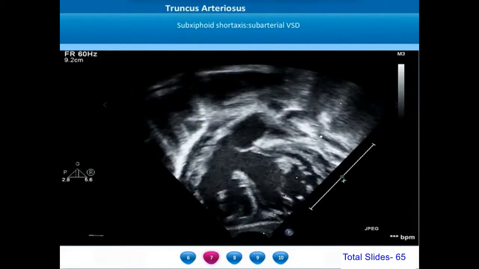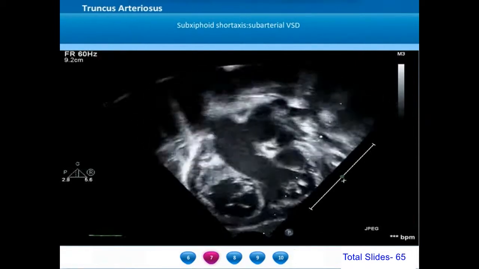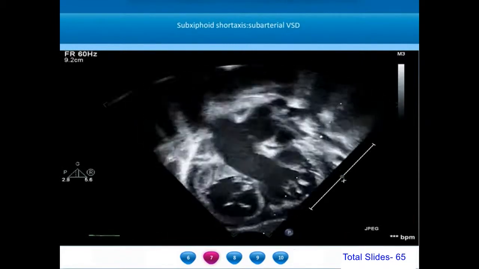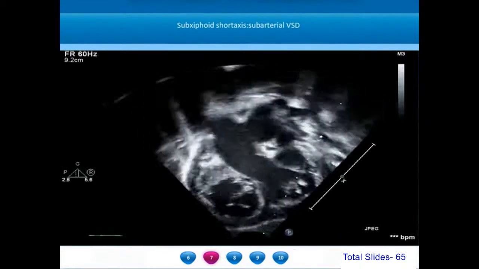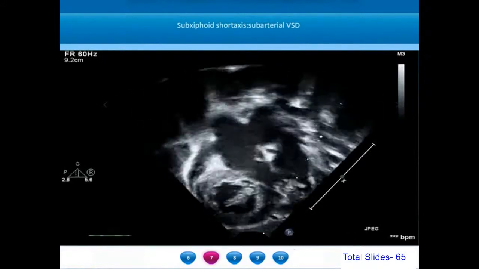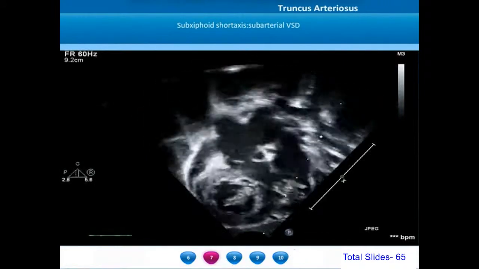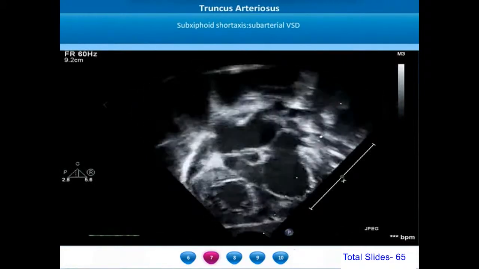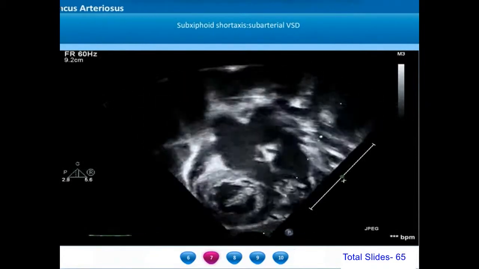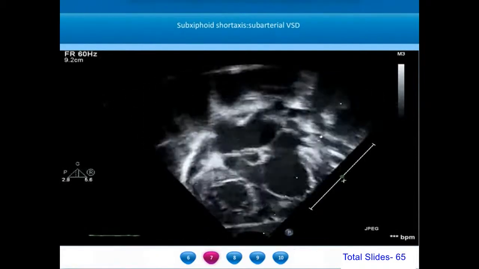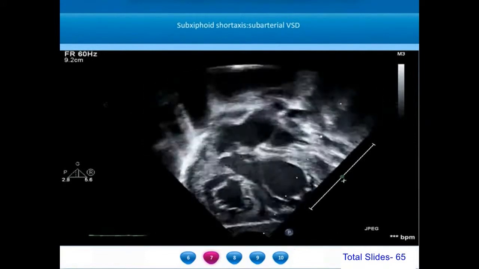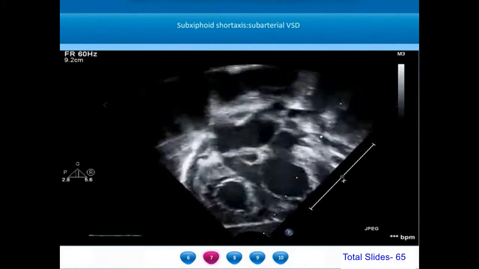Subxiphoid short axis view shows a large subarterial ventricular septal defect in a Truncus arteriosus. We can notice that the common trunk that is coming off gives off the coronary artery and branches into ascending aorta and main pulmonary artery. This is the characteristic definition of Truncus arteriosus. The vessel that is arising from the base of the heart should be single and it should give off the coronary artery, pulmonary artery and aorta.